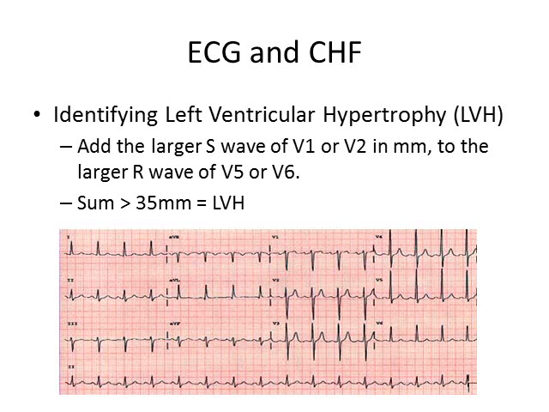In this instance, the only thing that you're worried about is the QRS complex involved with an ECG. What you'll need to do is add the larger S wave of leads V1 or V2 in millimeters, and then add it to the larger R wave of V5 or V6. If the sum is greater than 35 millimeters, then it's classified as left ventricular hypertrophy. When there is this increased mass, there obviously is quite a bit of conductance trying to get through this muscle mass, which is why we see these heightened waves at each one of these sites.